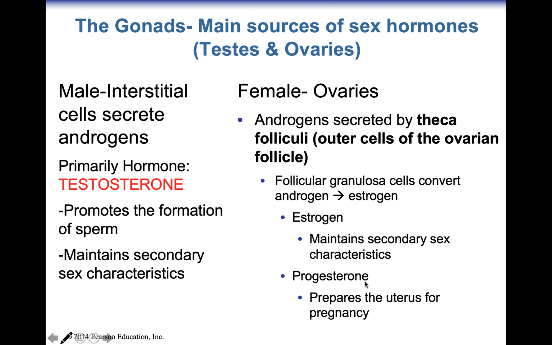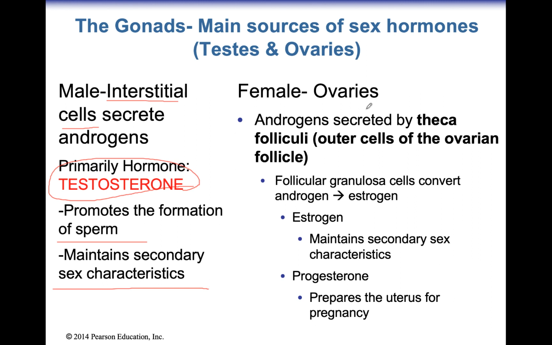And the last type of cells and glands that we have are the gonads, testes and ovaries. Let's look at the males first. Males have cells called interstitial cells. And interstitial cells make testosterone. Testosterone's function is to help produce sperm and give males their secondary sex characteristics, including hair on the face, thick, coarse hair all over the body, lower pitch voice, and denser bones.